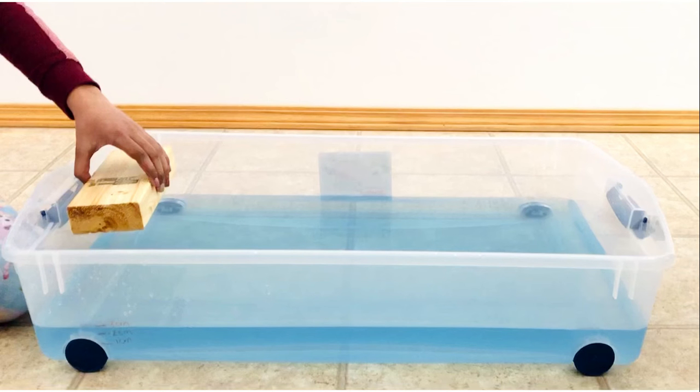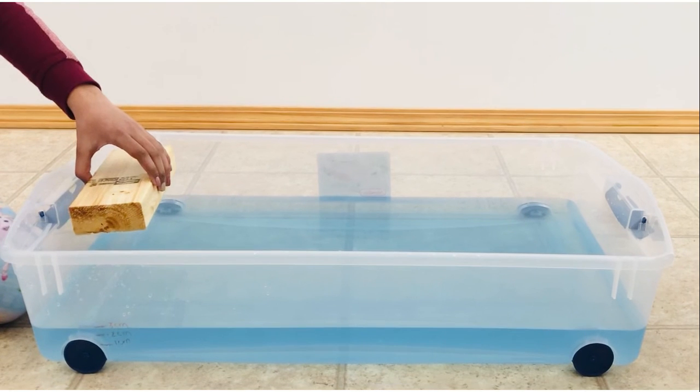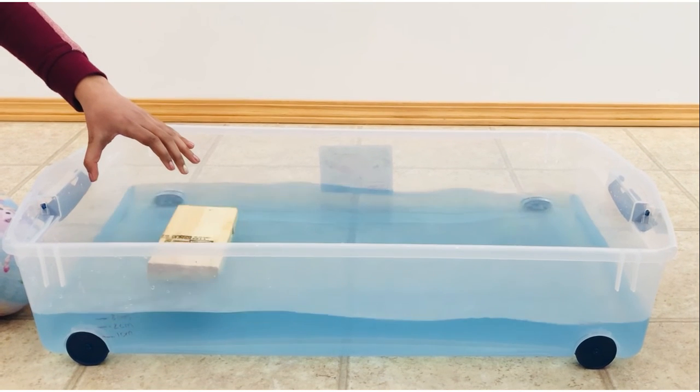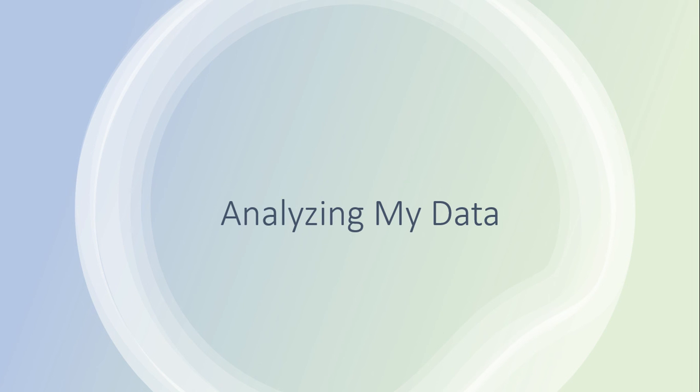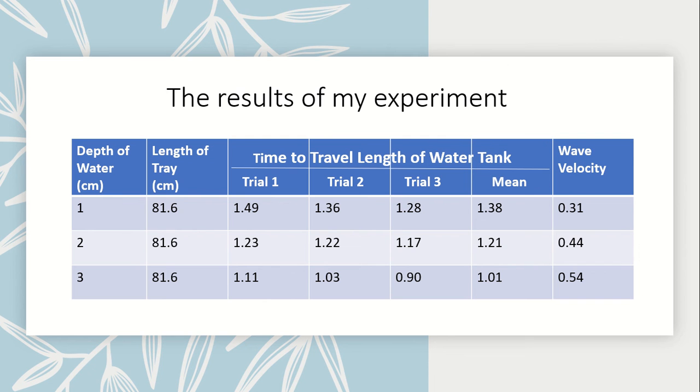Now here is a video of me dropping the wooden block into the water. The wooden block represents an asteroid falling from above, and the water represents the ocean. It's time to analyze my data. Here are the results of my experiment.